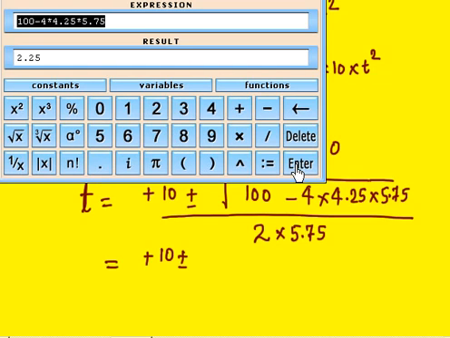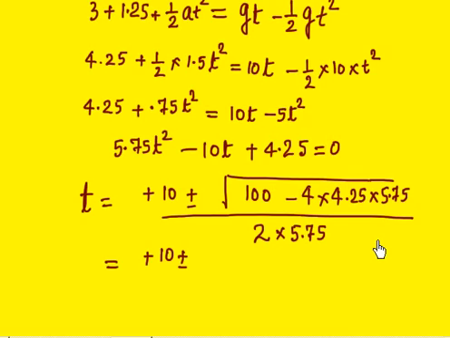So this value is 2.25, and the root of 2.25, everybody knows, is 1.5. So this is 1.5 meters, quite a good value you have. So this is 1.5 divided by 2 into 5.75, that is I think 11.5.